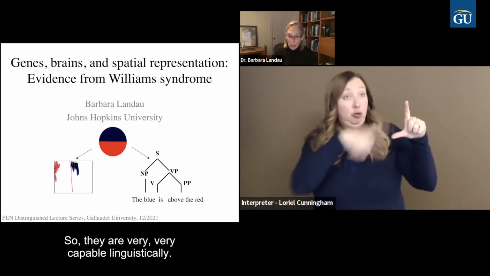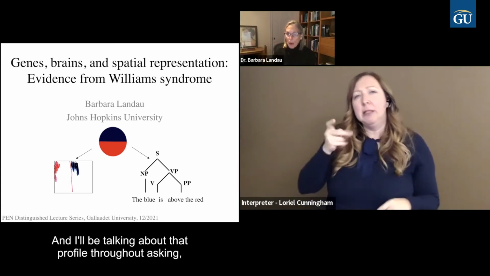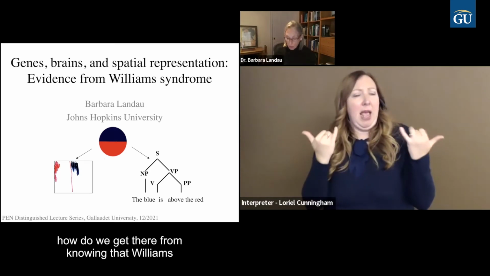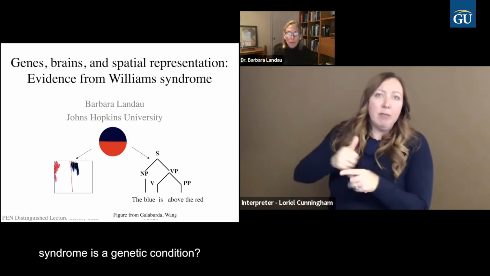So they are very, very capable linguistically. And I'll be talking about that profile throughout, asking how do we get there from knowing that Williams syndrome is a genetic condition.